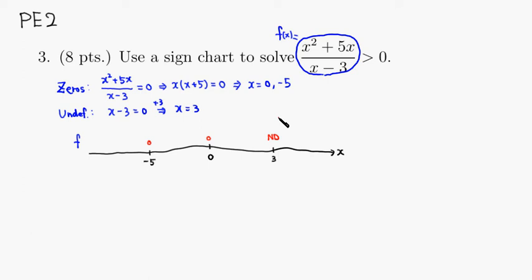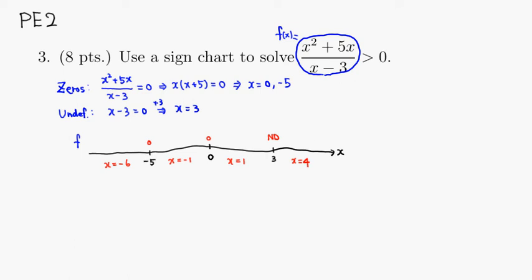Then we just need to determine the sign of f on each interval. You have 4 different intervals here, so pick any sample point on each interval. I choose something smaller than negative 5, so negative 6. Between negative 5 and 0, I'll use negative 1. Between 0 and 3, I'll use positive 1. After 3, I'll use 4.